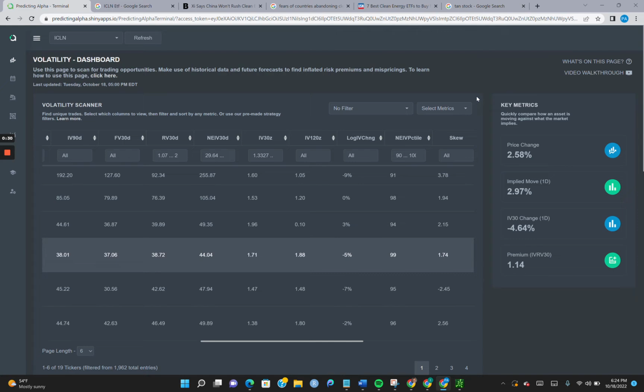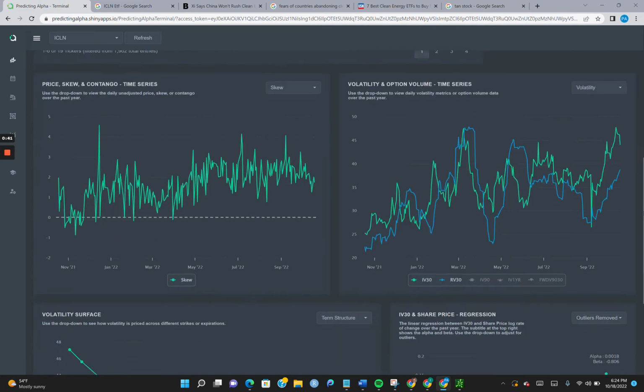Today we have a trade idea that coincides with this, and this is ticker symbol ICLN, the iShares Clean Energy ETF. What's going on with this ETF as a whole is we're seeing some of the highest levels of IV that we have seen. What I always like to look for in the volatility space is a significant gap between the implied volatility and the realized volatility. That is the number one thing that I like to look for.